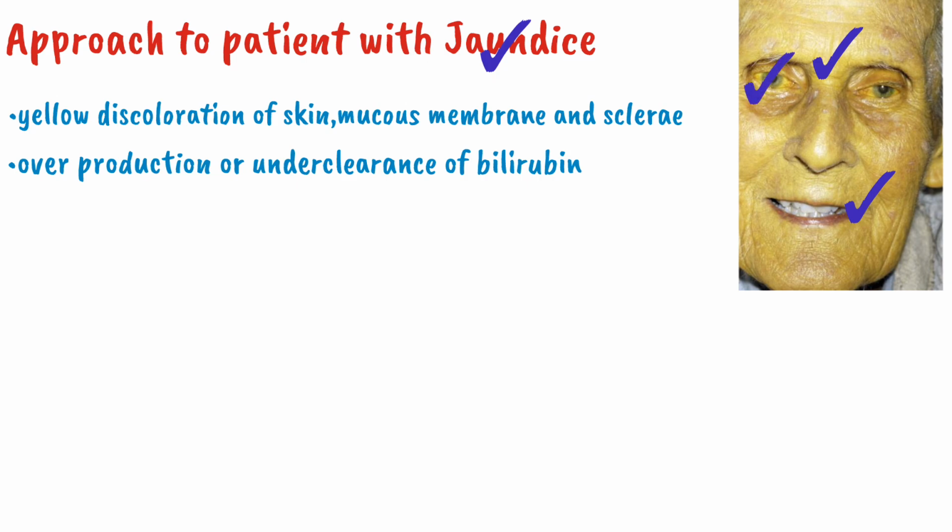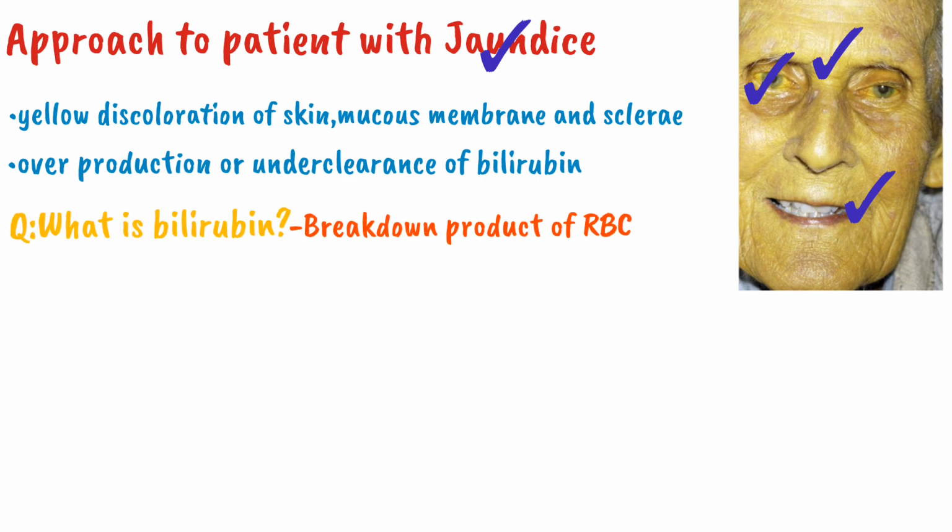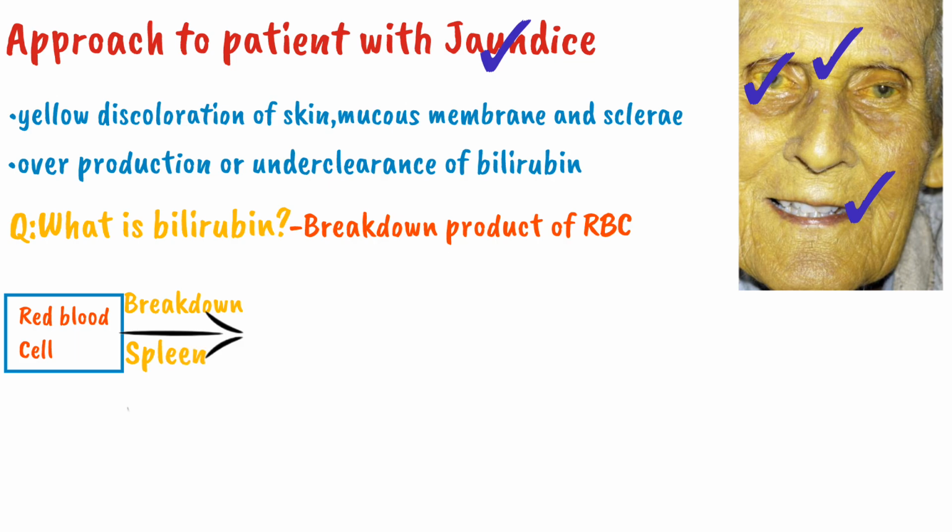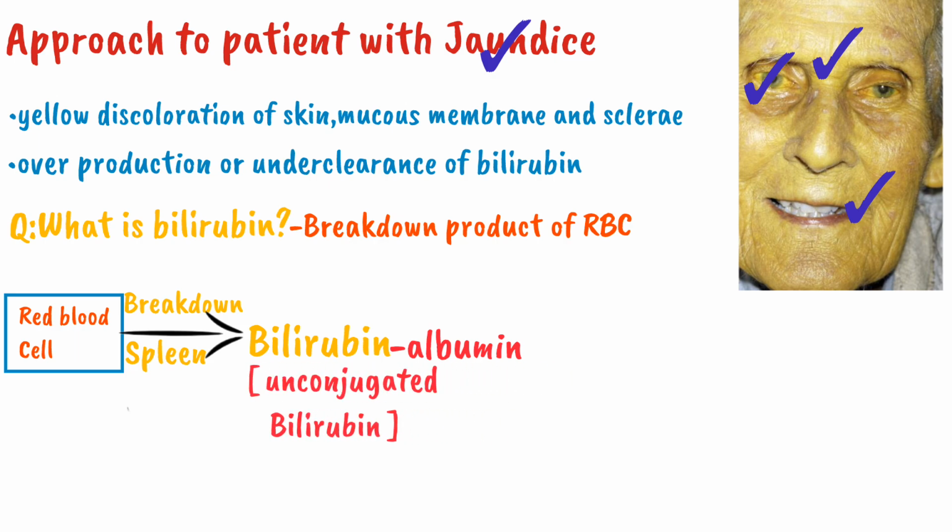Now a question arises: what is bilirubin? Bilirubin is actually a breakdown product of red blood cells. It arises from red blood cells. Whenever red blood cells break down in reticuloendothelial cells, particularly the spleen, they release bilirubin into the blood. This bilirubin is water insoluble and it attaches to albumin to circulate in the blood. This is called unconjugated bilirubin.